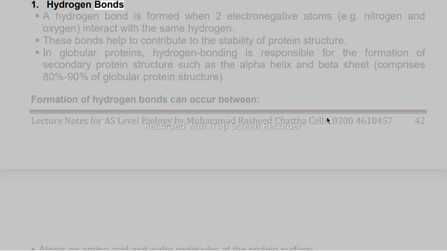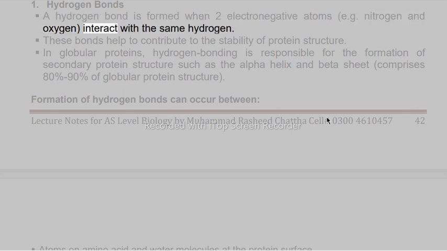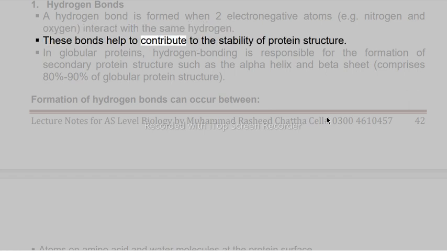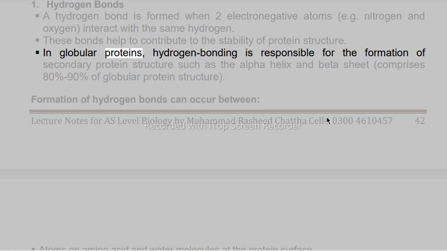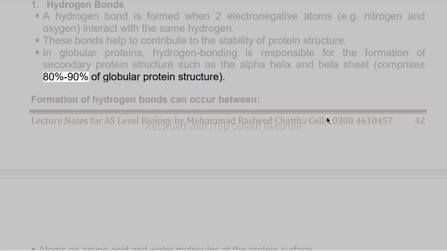1. Hydrogen bonds. A hydrogen bond is formed when 2 electronegative atoms, e.g. nitrogen and oxygen, interact with the same hydrogen. These bonds help to contribute to the stability of protein structure. In globular proteins, hydrogen bonding is responsible for the formation of secondary protein structure such as the alpha helix and beta sheet, comprising 80% to 90% of globular protein structure.